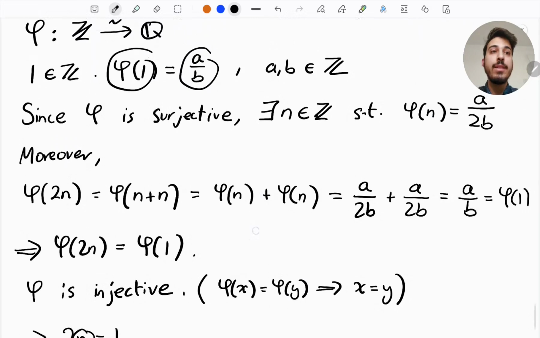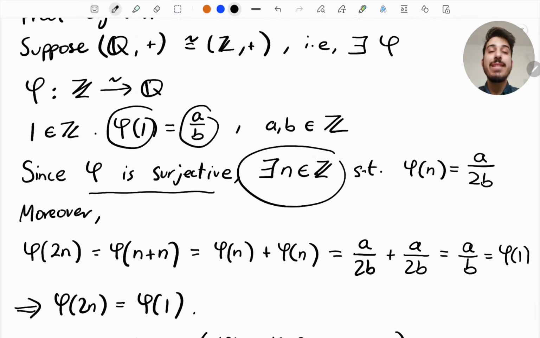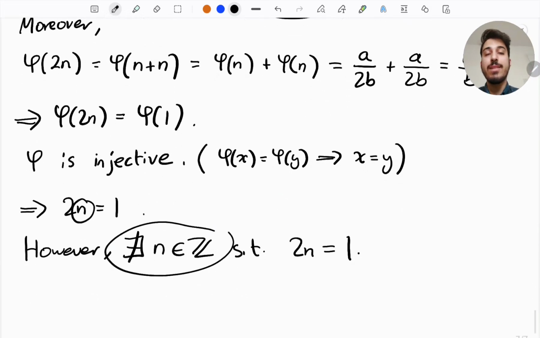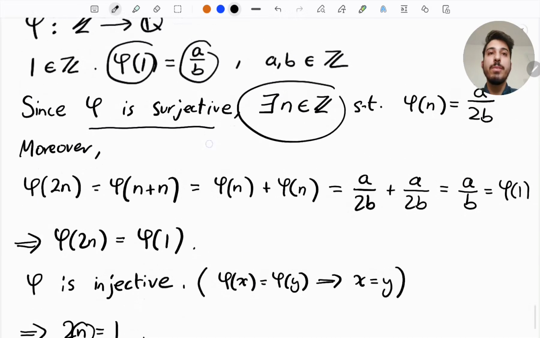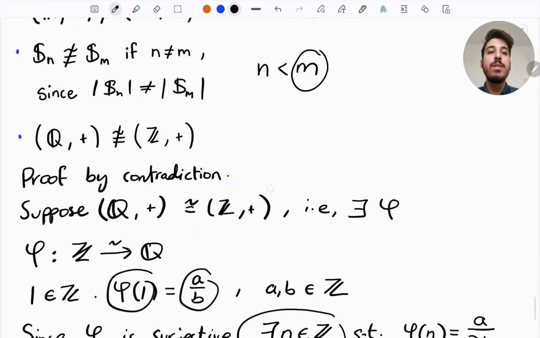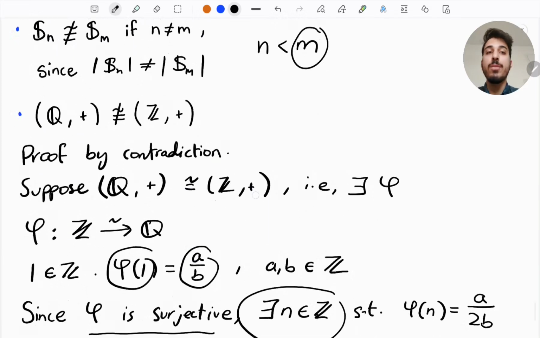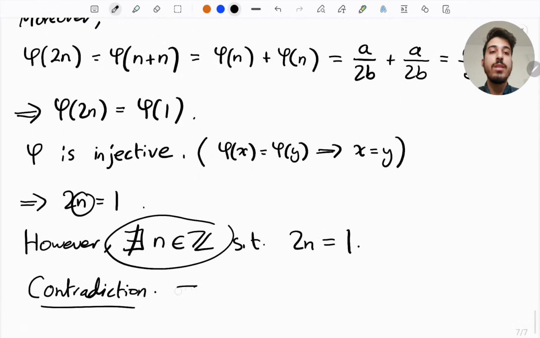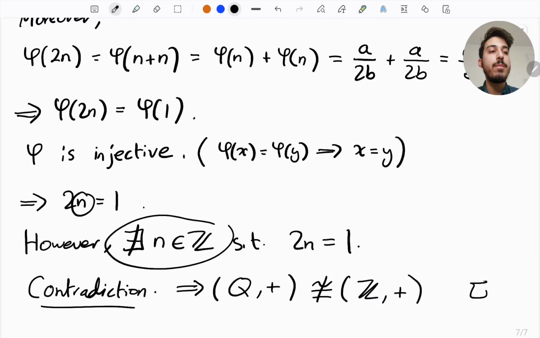So we have said that because phi is surjective, there exists an integer, and we followed a set of logical rules to say that there does not exist an integer. Something that exists and does not exist at the same time is a logical impossibility and therefore a contradiction. And the contradiction all stemmed from the supposition that Q plus and Z plus were isomorphic. So it follows necessarily that Q plus and Z plus are not in fact isomorphic, and with that we have proved the fact that these two groups are non-isomorphic.